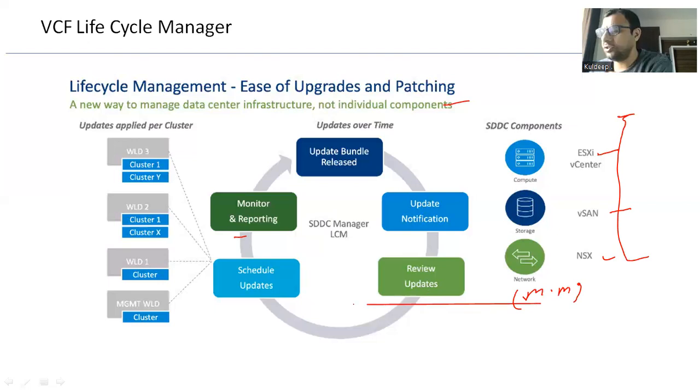Manual upgrade allows you to upgrade the components individually. When I say individually, first you upgrade NSX, then vSAN, vCenter, ESXi, all components manually, one by one. And sometimes you will get compatibility issues. But the VMware Cloud Foundation Lifecycle Manager made your life easy.